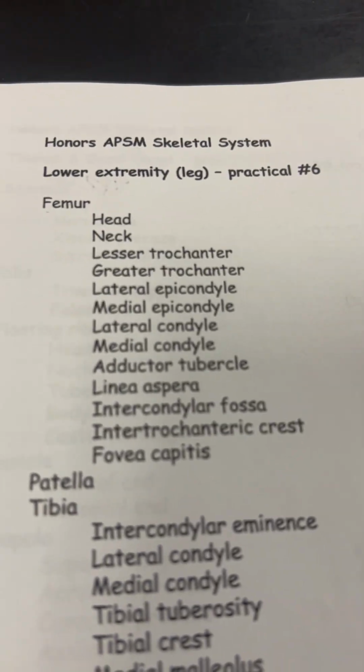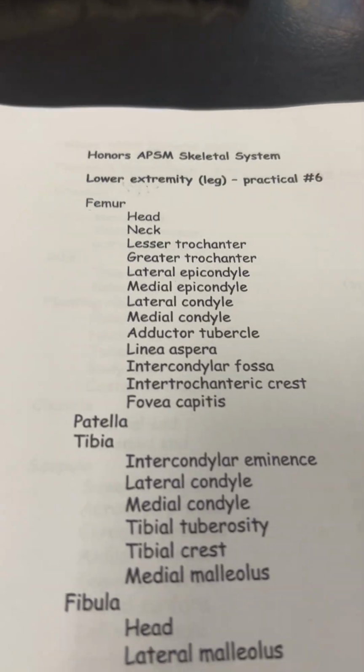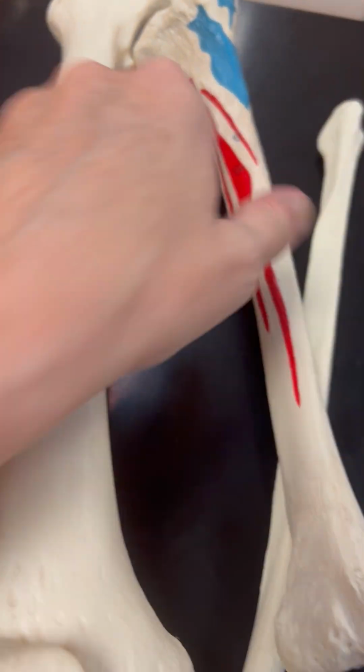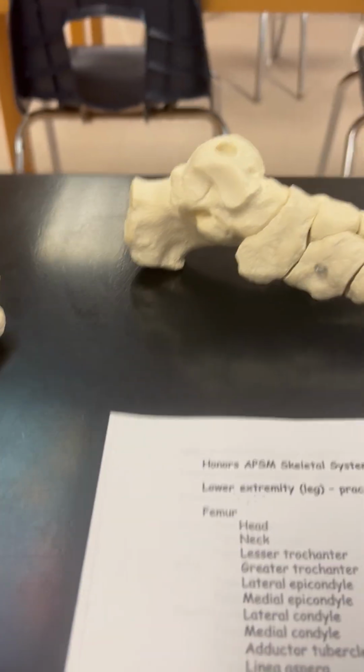Okay, so here is practical number 6. This is going to be the lower extremity or the leg. So we need the bones, the femur, we need the tibia, we need the fibula, and we need a foot. And you can use a full skeleton for this, guys. In fact, I recommend getting both the unarticulated bones and using a skeleton.